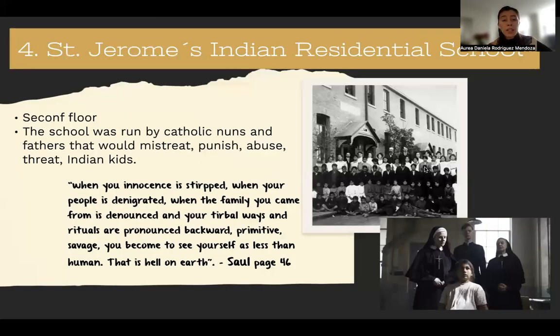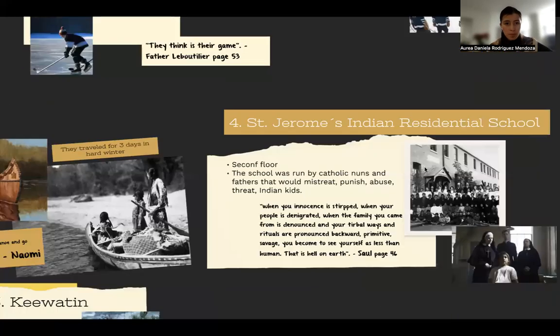So eventually, in the fourth section, we're going to show how Saul ended up in St. Jerome's Indian Residential School, what he went through during this time, and how the other kids were also punished and abused. And also, we're going to talk about the characters in this institute.